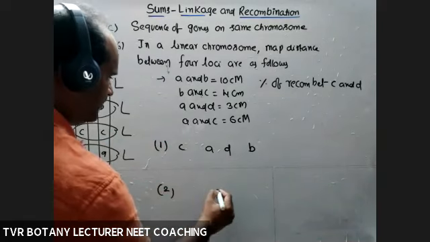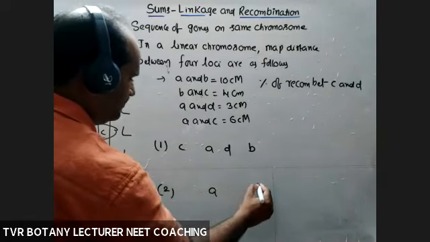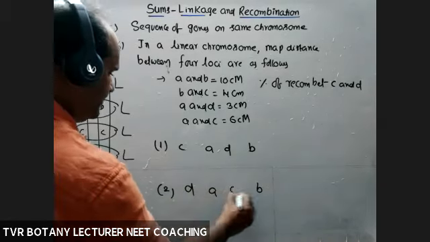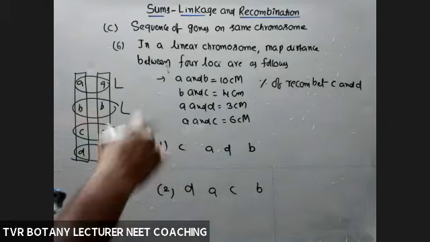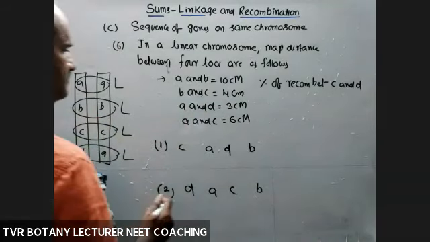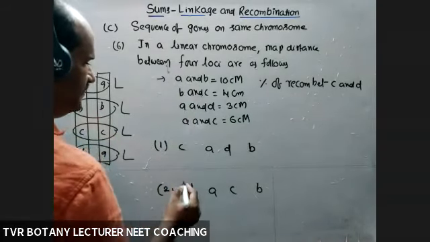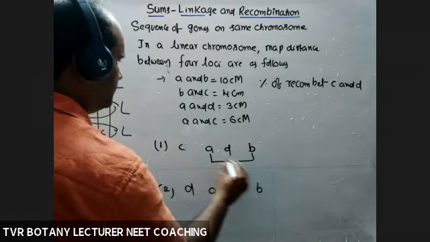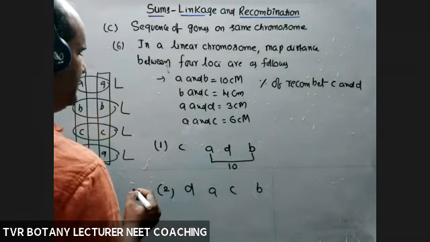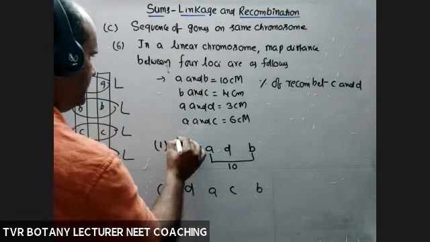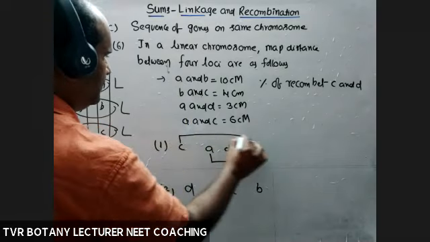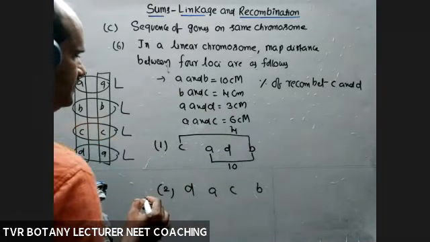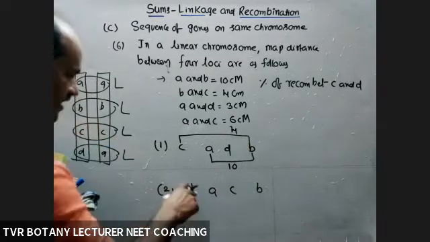Second one, A, B given, D and C here. We'll check and go for another combination. So A, B, how much? A and B, 10. Next, B and C, B and C, BC 4. It's a wrong one, I think. It should not be a wrong one. Okay, come to this one.